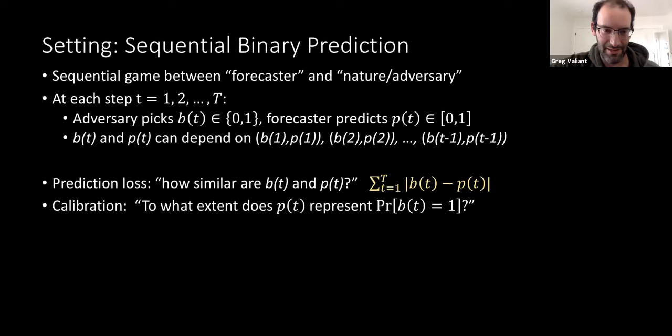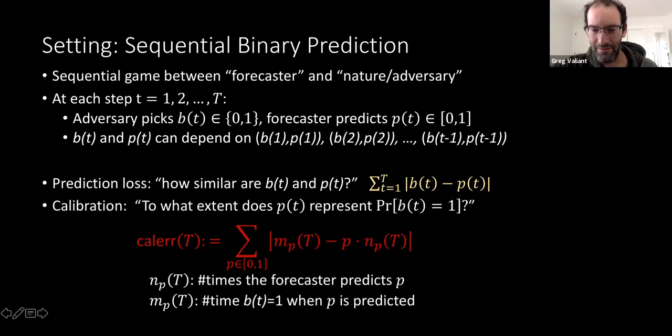So again, just going back to the definition: of the days when we predict a value P, if this value P actually corresponds to a probability, we would expect P times that number of days to be outcomes of 1. And we're just looking at the difference between that and the actual number of 1s on those days when we predicted P. We're summing this over the set of predicted probabilities P. Okay, so this is known as the L1 calibration error.